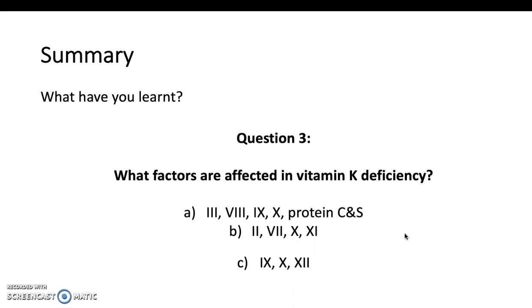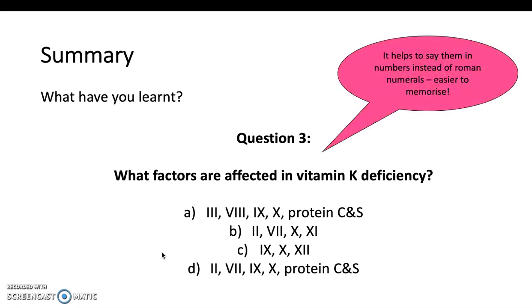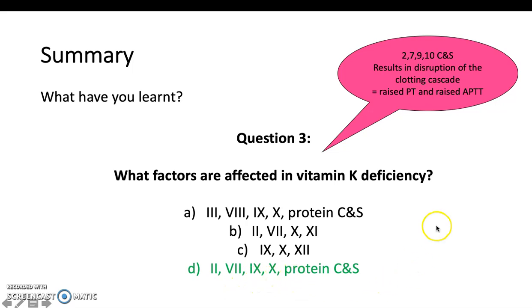So question 3, last one. What factors are affected in vitamin K deficiency? It's really important to learn these as they can ask. I also find it easy to say the numbers instead of the Roman numerals. So it's 2, 7, 9, 10, and then protein C and S. And you get a raised PT and raised APTT, so both will be affected.